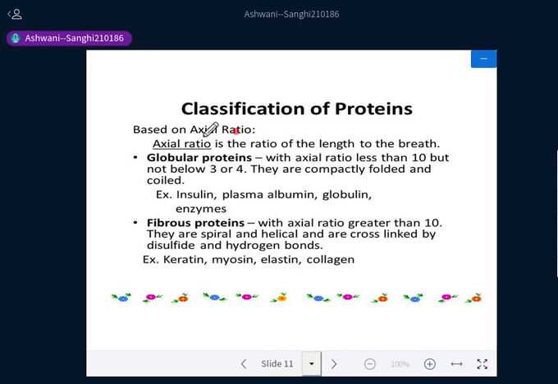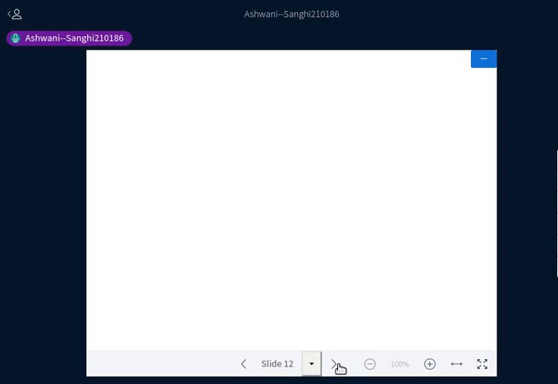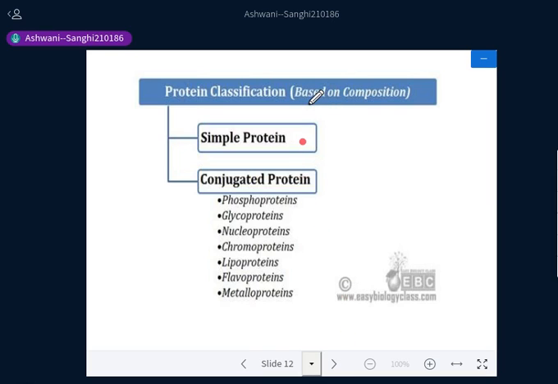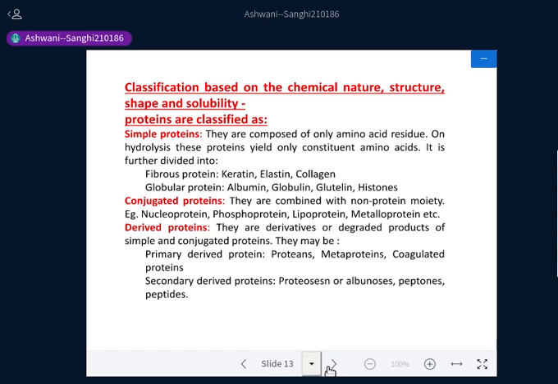Then classification of protein on the basis of axial ratio: fibrous protein and globular protein. Fibrous proteins have an axial ratio greater than 10, while globular proteins have an axial ratio, that is the ratio of length to width, less than 10. Then on the basis of composition: simple proteins and conjugated proteins. Simple proteins are made up of only amino acids. Conjugated proteins contain a protein part plus a non-protein part.